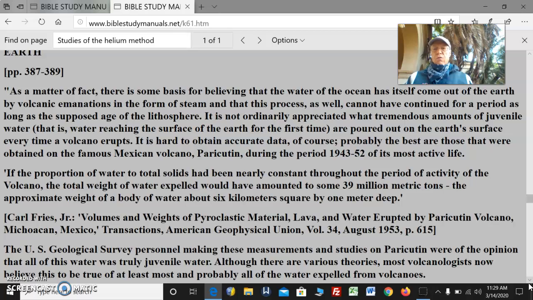If the proportion of water to total solids had been nearly constant throughout the period of activity of the volcano, the total weight of water expelled would have amounted to some 39 million metric tons, the approximate weight of a body of water about 6 kilometers square by 1 meter deep.